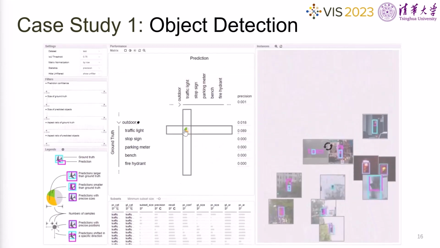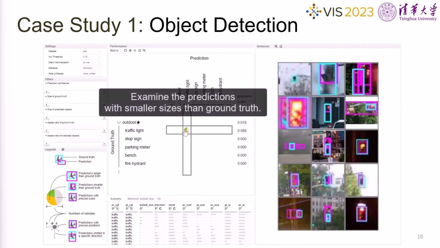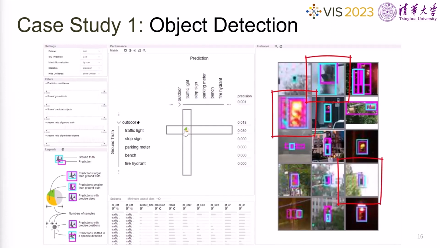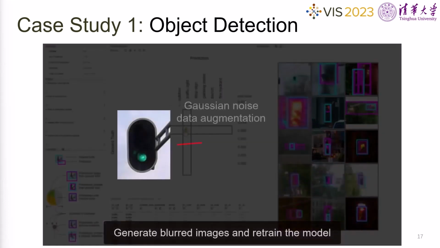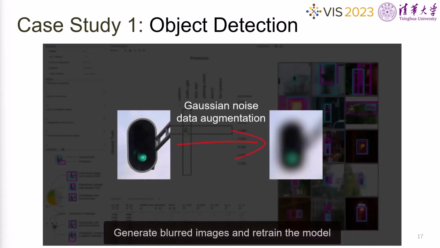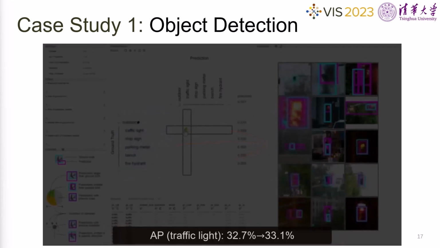Click the green sector in the matrix to examine the predictions with smaller sizes than ground truths. Most of these predictions exist in blurred images. Apply Gaussian noise data augmentation to generate blurred images in the training data and retrain the model. The AP of traffic light is increased.